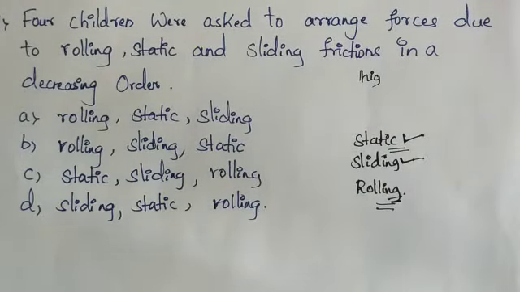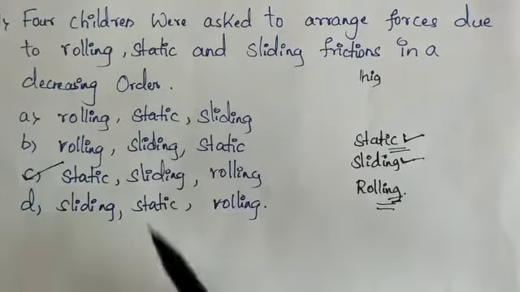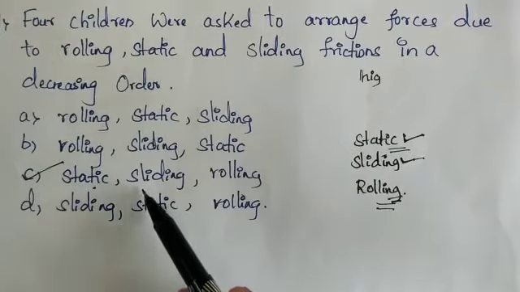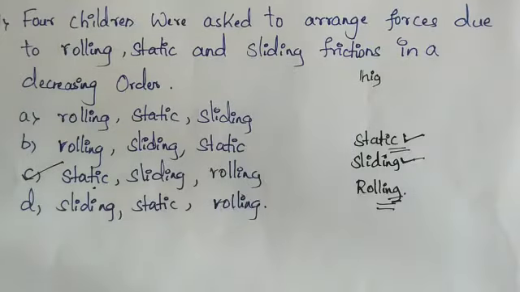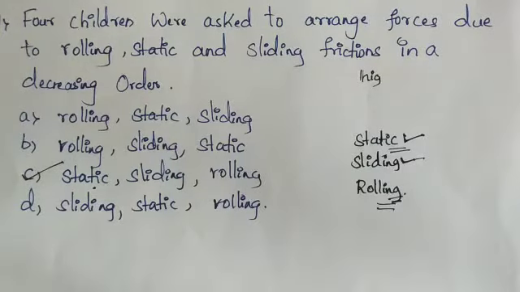So what is the answer for this one? The answer is option C. Static friction is highest compared to sliding friction, and sliding friction is higher compared to rolling friction. So decreasing order means from the highest to the lowest.